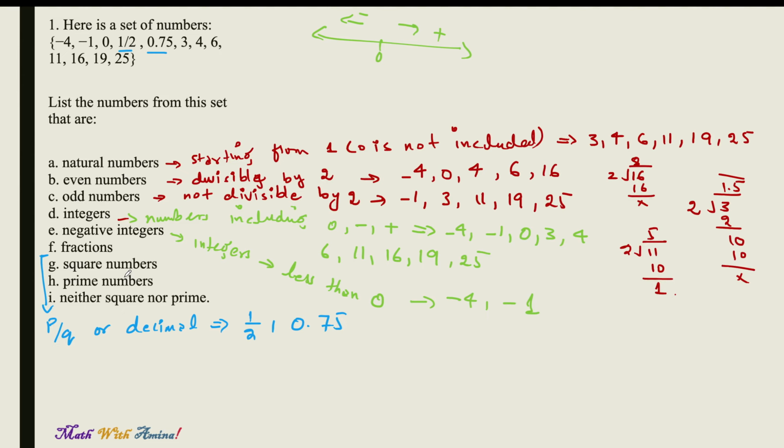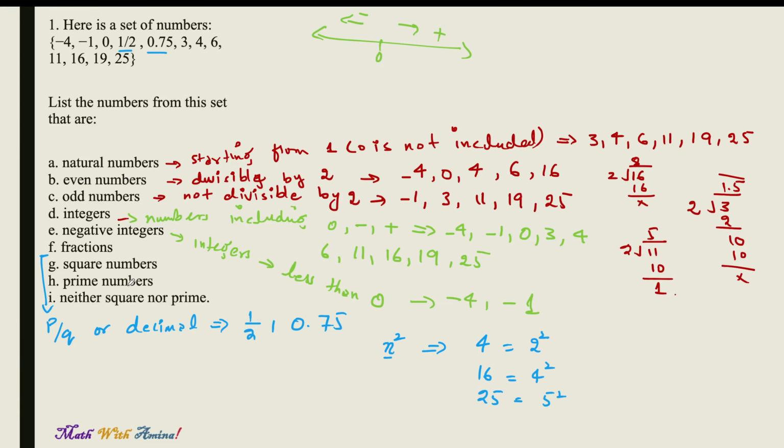Next, we are having square numbers. Square numbers are numbers that can be written in the form n squared. So n can be any number, and it can be written in the square form. So from the set, the numbers that can be written in this form are 4, which we can write as the square of 2, 16, which is the square of 4, and 25, which is the square of 5. So these are the square numbers.